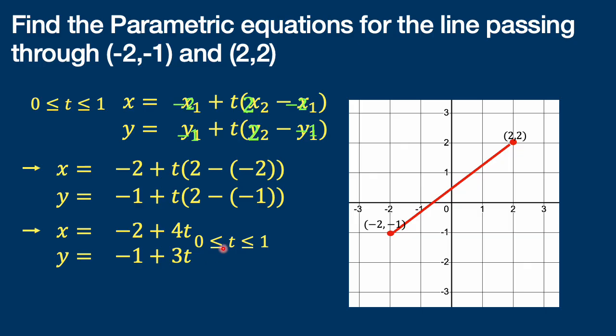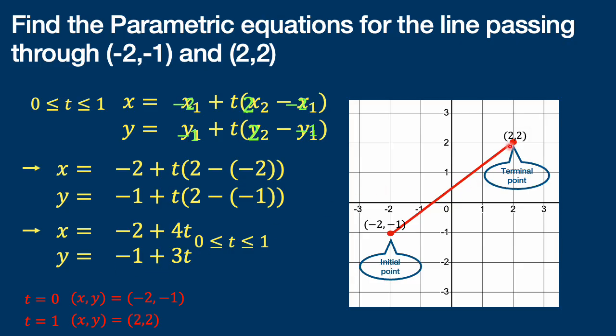Let's check it out. T equals 0 is the initial point. T equals 0, you plug in the 0. x is going to be -2, y equal -1. That's the initial point. T equal 1, you plug in the 1. -2 plus 4 is 2. -1 plus 3 is 2. So the (x, y) position is going to be (2, 2). That's going to be the terminal point. So this parametric equation represents the line segment from (-2, -1) to (2, 2).